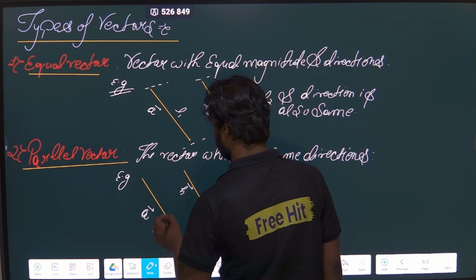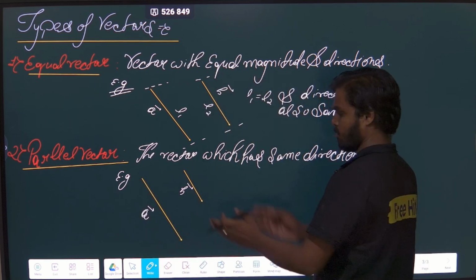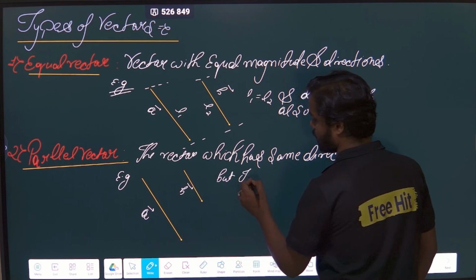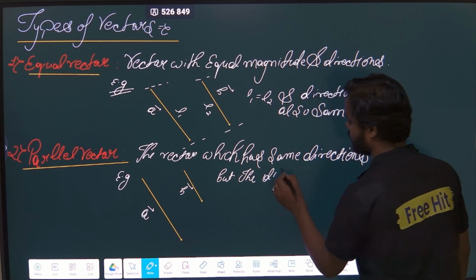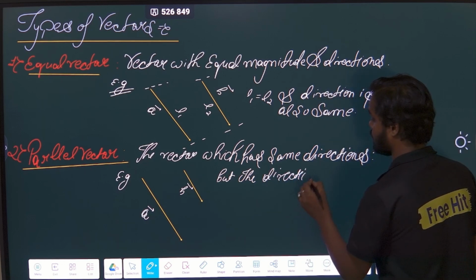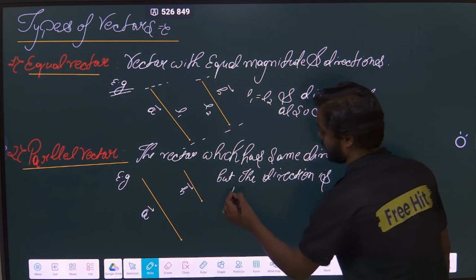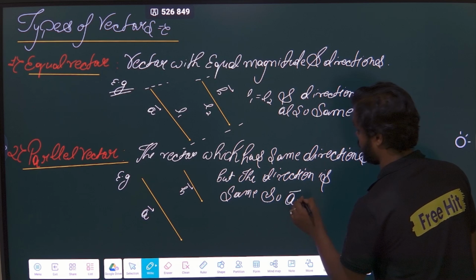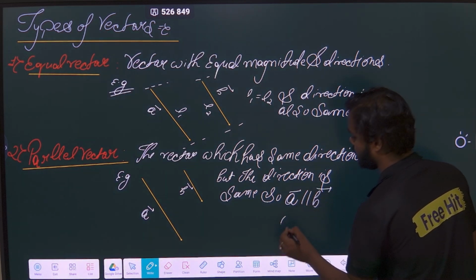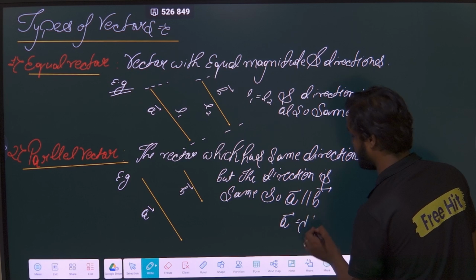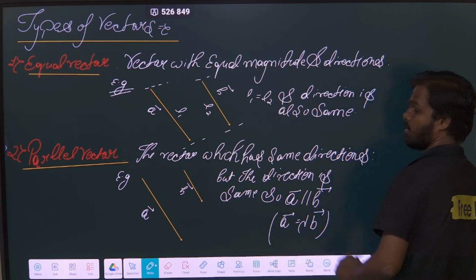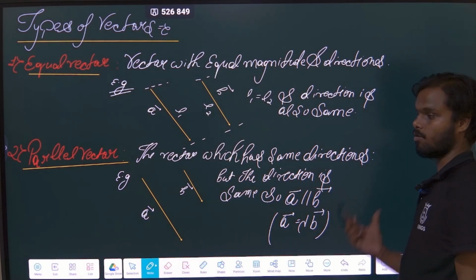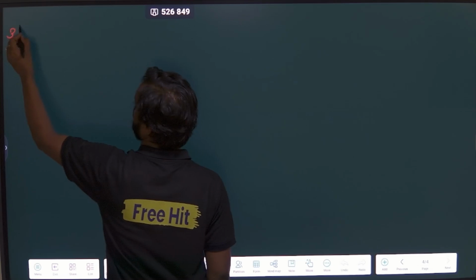As you can see the length is not same, but the directions are same. So vector A is parallel to vector B, or you can write vector A as lambda times vector B. This is another way of writing parallel vectors in mathematics. In mathematics we write two parallel vectors as vector A equals lambda times vector B. Clear? Any third type? I think so.